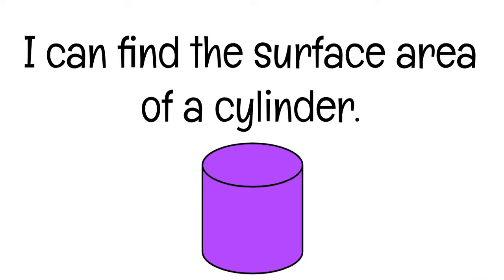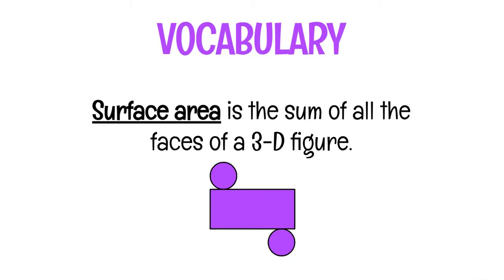I can find the surface area of a cylinder. Surface area is the sum of all the faces of a 3D figure. So for a cylinder, we have 3 faces. So we have 2 circles and a rectangle.